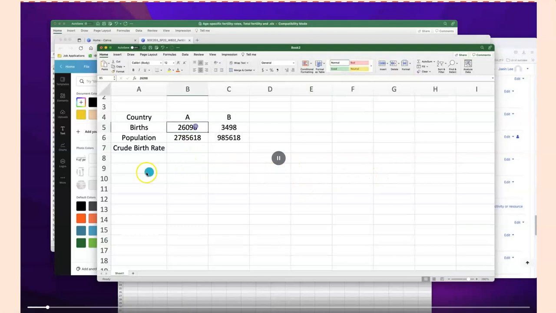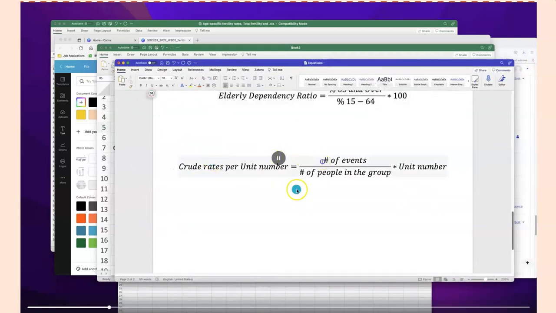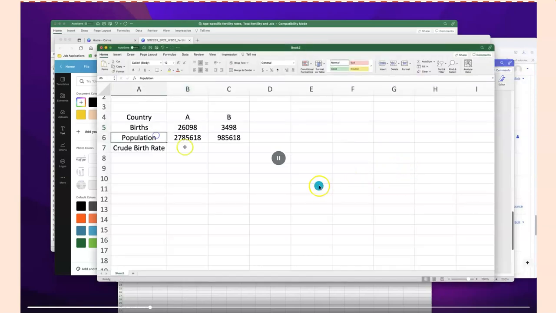So this is the calculation format. You may use Excel, but if you are more familiar with the calculator, you can use that. As you could see, it is the number of events divided by the number in the group, times a unit number. So the number of events will be the births, divided by the number of population, multiplied by 1000.